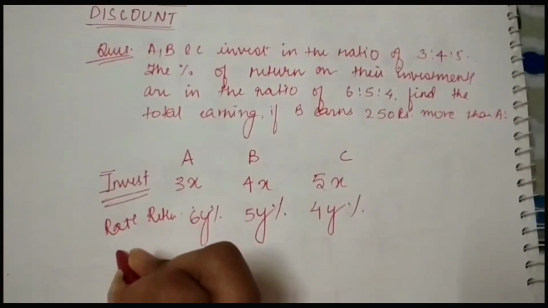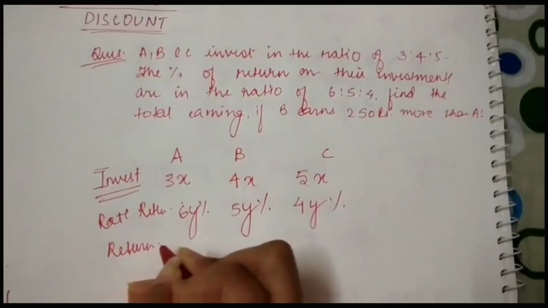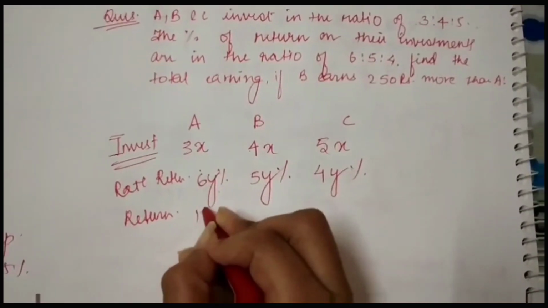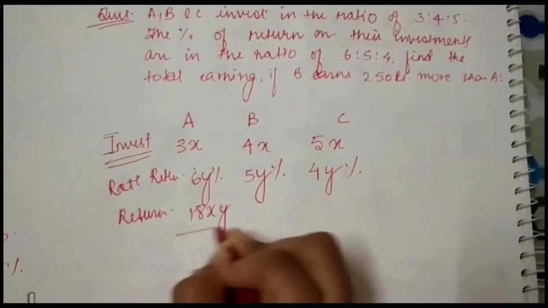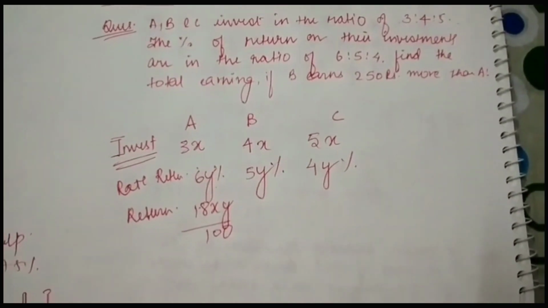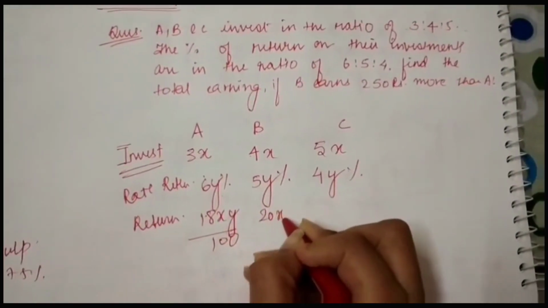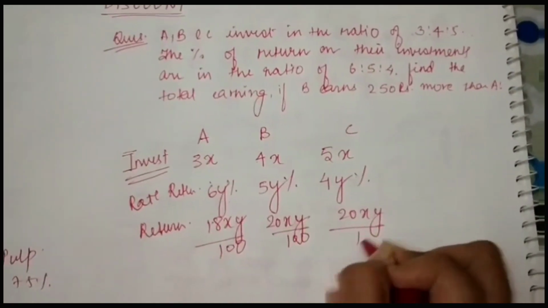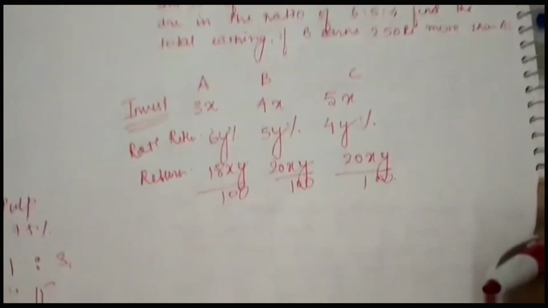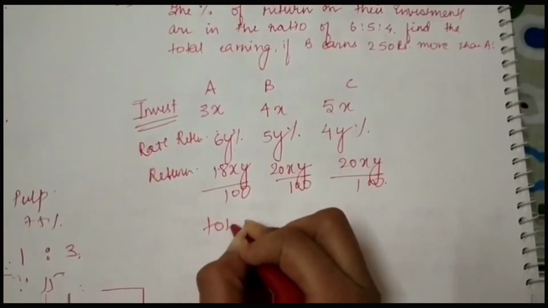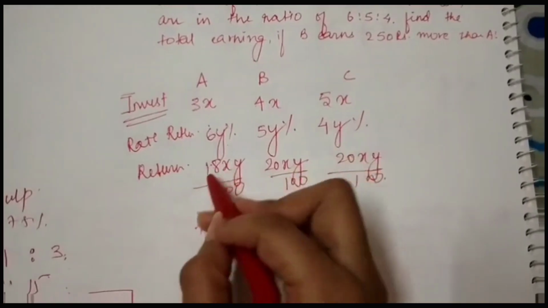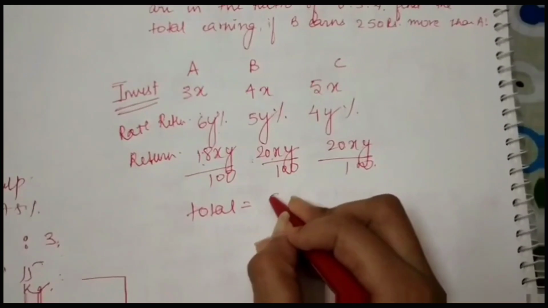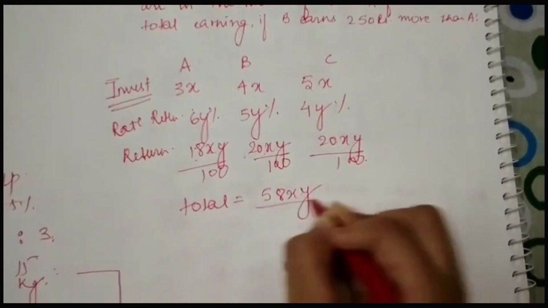Now return is, here we will write as return. Return can be found by multiplying. 6 times 3 is 18, 18xy upon 100 because it is a percentage. Then 5 times 4 is 20xy upon 100. This is also 20xy upon 100. Okay friends, now we will write the total. Total is equal to 18 plus 20 plus 20, 40, 40, 58. Right? So this will be 58xy upon 100.